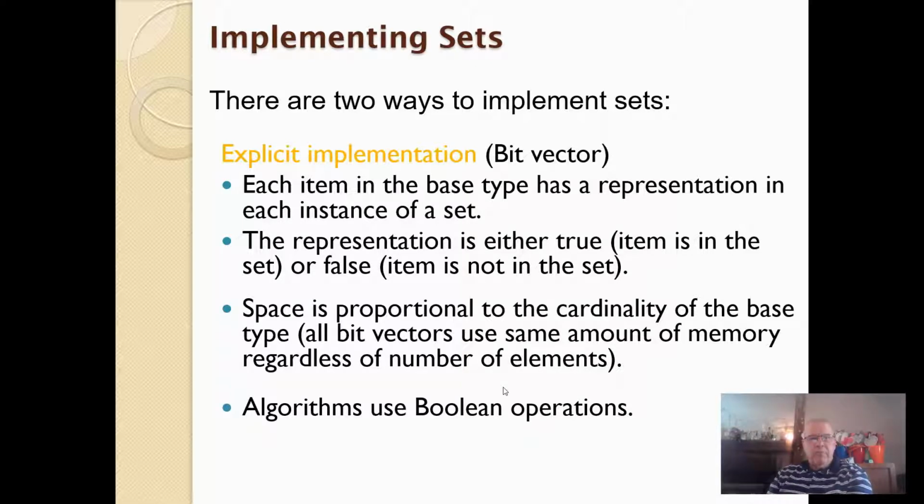The explicit implementation relies on a bit vector, and it also relies on a base type. Each item in the base type has a bit of 1 or 0, depending on whether it's in the set or not.